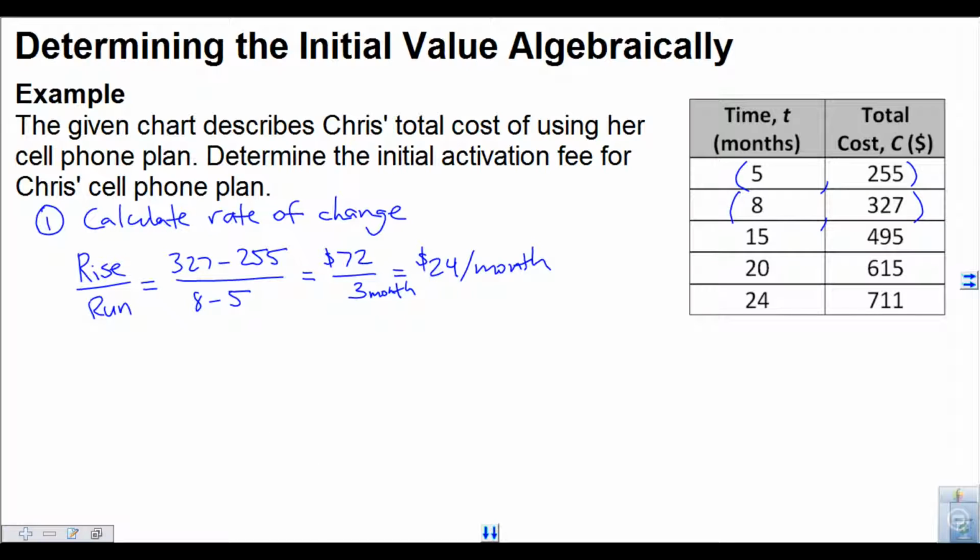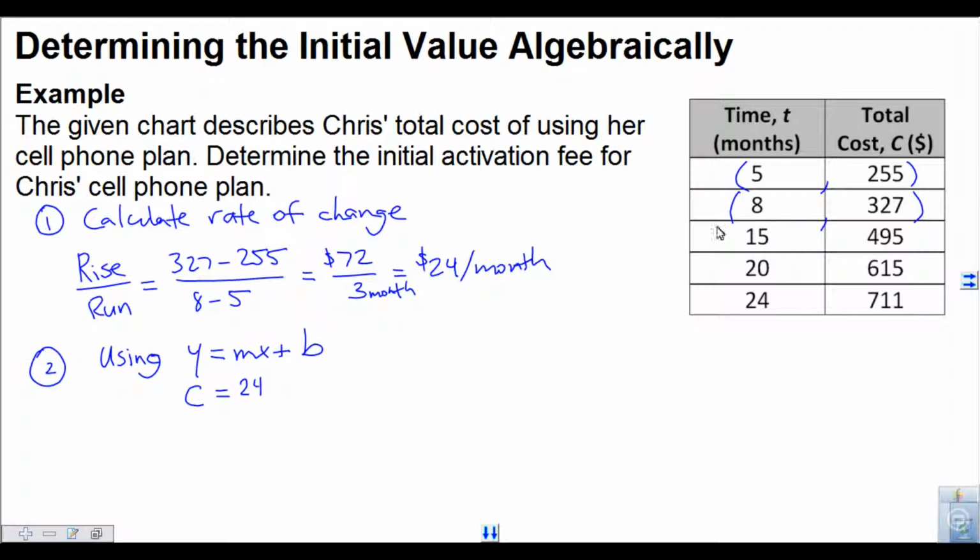Now, one way that we can figure this out in a foolproof method is we're going to do this algebraically by using the equation y equals mx plus b in its general form. Okay. So remember, the y becomes whatever the variable is in the y column. In this case, it's c for cost. So instead of y, I'm going to use c is equal to m. M stands for the rate of change, right? So that's 24.